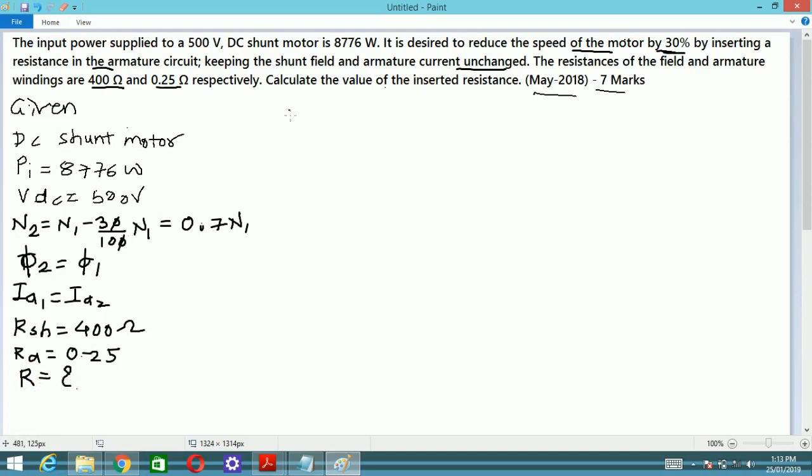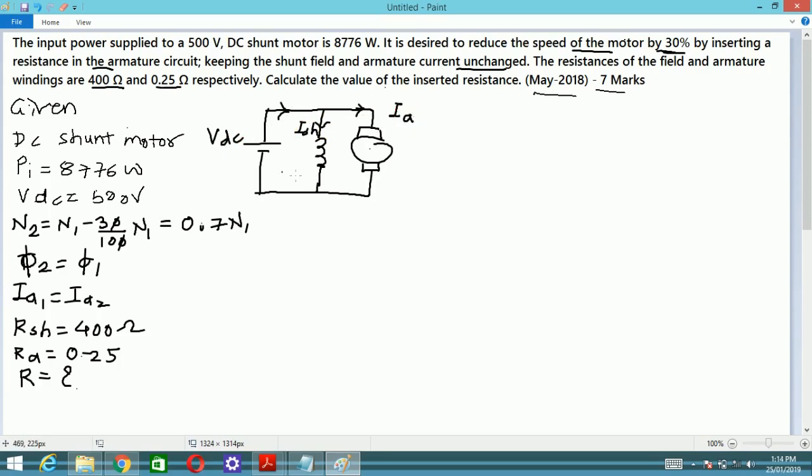First of all, we will draw the diagram of the DC shunt motor and its circuit. You should know the basics of a DC shunt motor. In a shunt motor, the field winding is in parallel with the armature winding. This is the symbolic representation of the motor. The applied voltage is VDC. The current flowing through the field is ISH, and the current flowing through the motor armature is called the armature current. This resistance is denoted as RSH. This is the total current I, this is ISH, and this is IA.